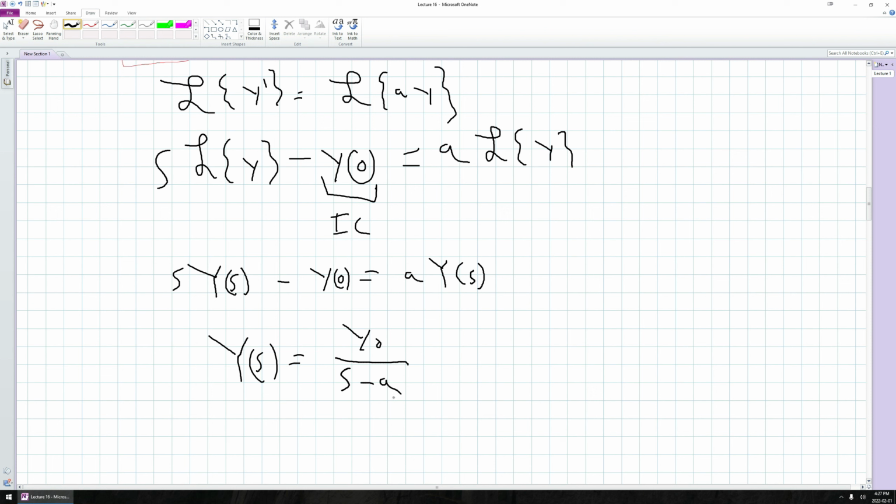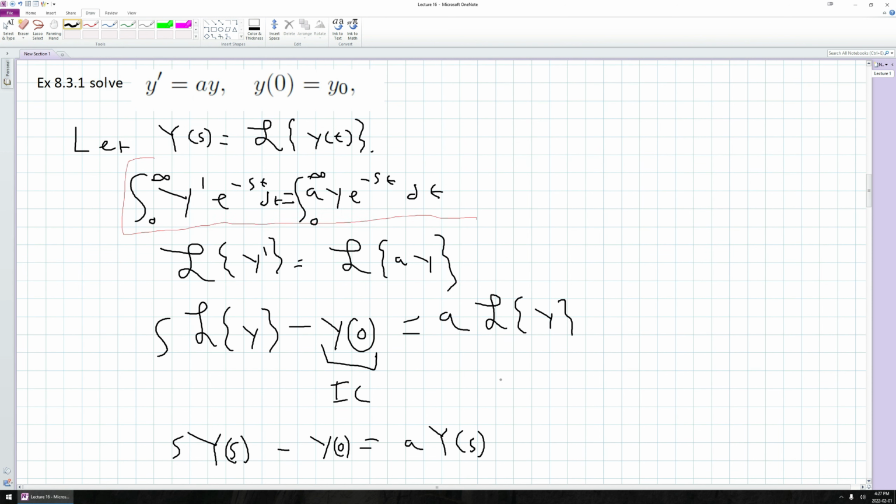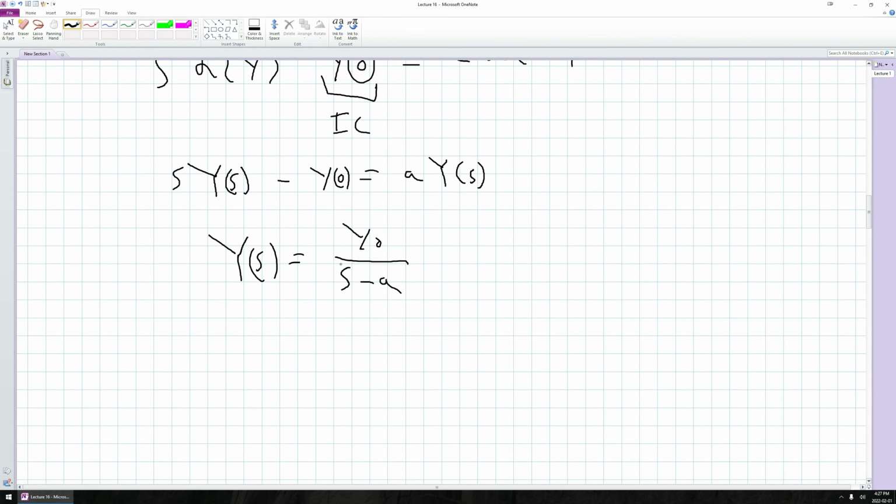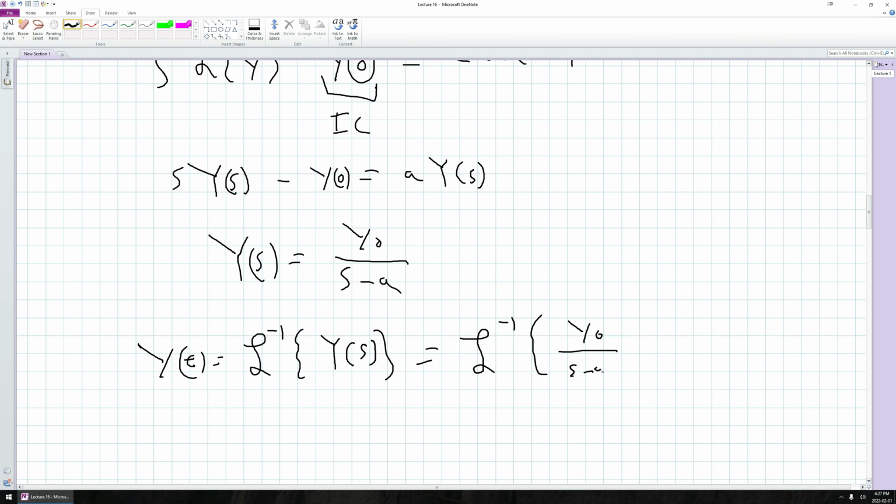Okay, so now I know what capital Y of s is, but I don't care about capital Y of s. I want little y of t. Well, how do I undo it? Well, simple. y of t is equal to the inverse Laplace transform, our friend Mr. Inverse Laplace transform, of this capital Y of s. Well, this is just the inverse Laplace transform of y naught over s minus a.